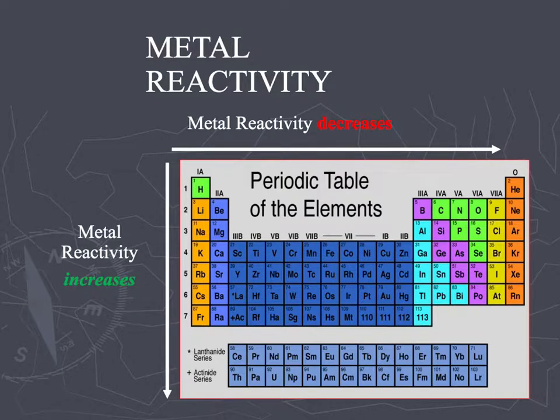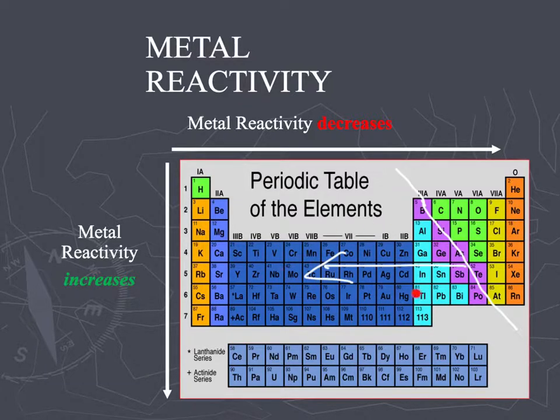Okay, our next one is metal reactivity. Remember what I said before about where the metals were located. This is a rough estimate of where the staircase is. They're going to be on this side of the periodic table, and our non-metals are going to be over here on this side of the periodic table, right? So all our metals are over here, and these are where our non-metals are. So we're looking at metal reactivity.